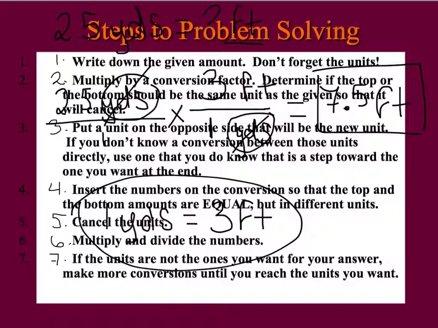We'll show you one that has multiple steps close to the end of this video. Step 4 is to insert the numbers on the conversion so that the top and the bottom amounts are equal, but in different units. Remember, those conversion factors have to be the same thing, just in different units. Step 5 is to cancel your units. Step 6 is to multiply the top and divide by the bottom. And step 7 is that if the units are not the ones you want for your answer, you're going to keep going and keep making more conversions with more factors until you reach the units you want for your answer.